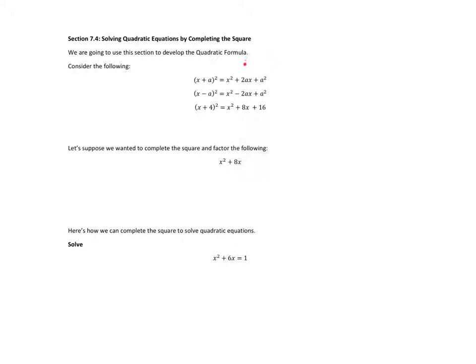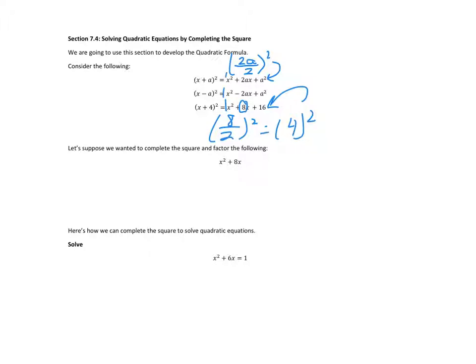Notice, and we can see it in this formula, if we take our middle coefficient, 2a, divide it by 2 and square it, we get back to the constant. So 2a divided by 2 and squared gives a squared. It also works with real numbers: 8 divided by 2 is 4, and if we square 4, we get 16. All perfect square trinomials have this form, as long as your leading coefficient is 1.